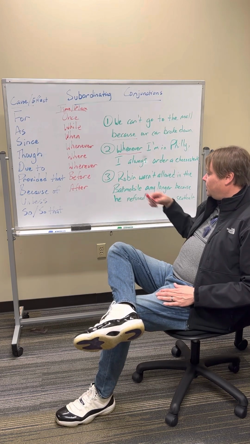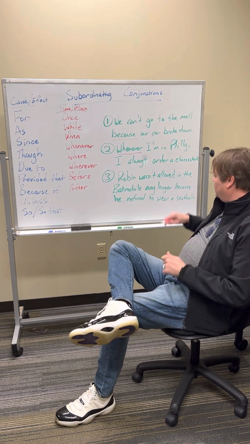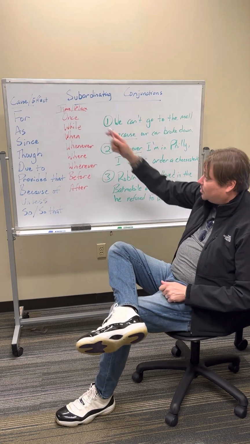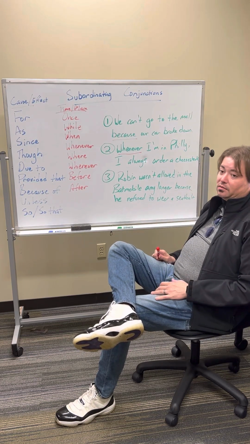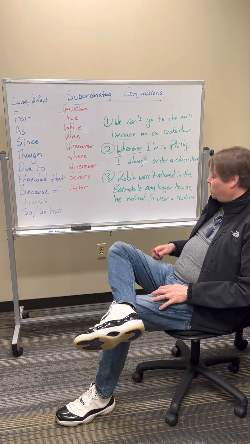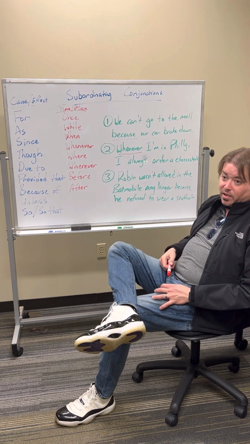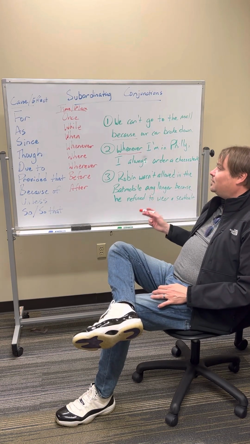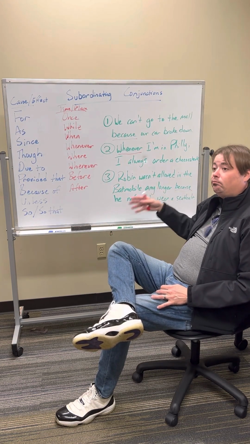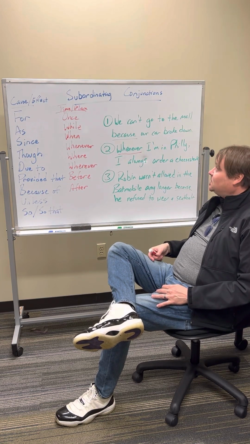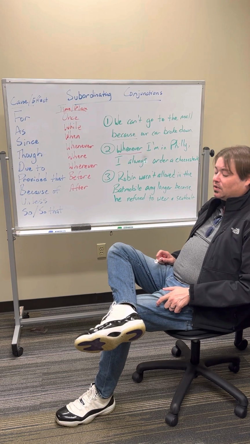All right, number 3. Robin wasn't allowed in the Batmobile any longer because, got our cause and effect, he refused to wear a seatbelt. Well, why didn't Batman let Robin into the Batmobile anymore? Because he wouldn't wear a seatbelt. So cause and effect. No seatbelt, no ride in the Batmobile. So you can see it's either cause and effect or it's indicating time or place. So that's the difference between a subordinating conjunction and a coordinating conjunction.